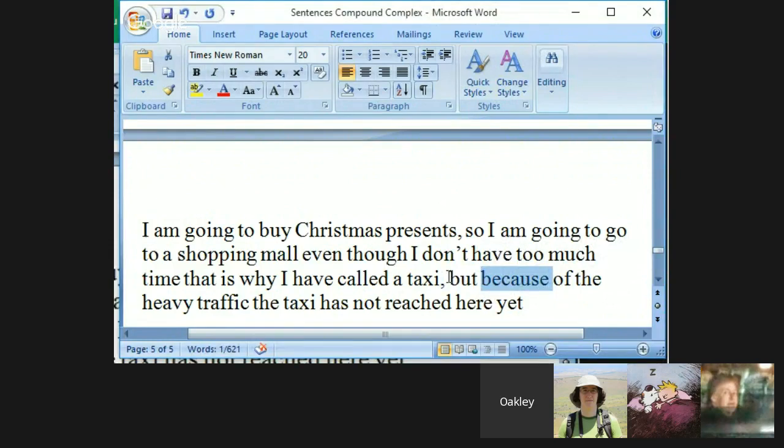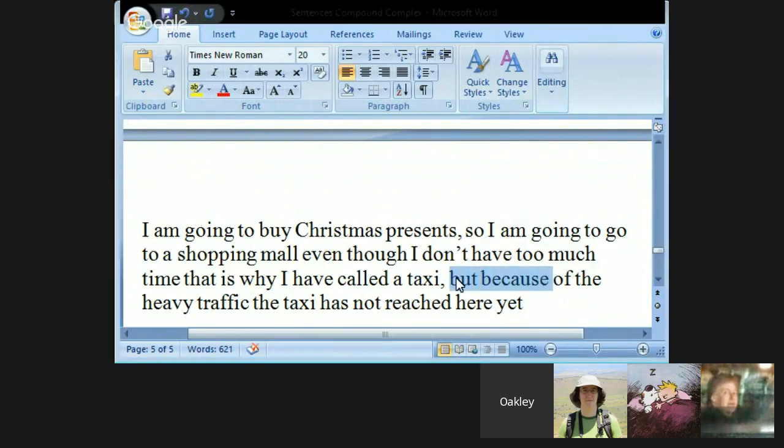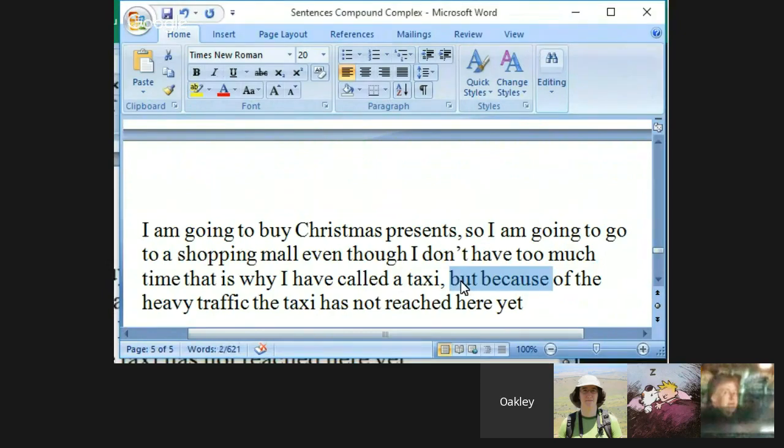Neato. Okay, when this happens, and it does happen, there's nothing wrong with this. In your brain, I think the best way to think of this is as a phrasal subordinator. This actually happens a lot, with things like and so and thus. There's quite a few phrasal, meaning more than one word, phrasal subordinators. So this is connecting another dependent clause. But because of the heavy traffic, comma, the taxi has not reached here yet.